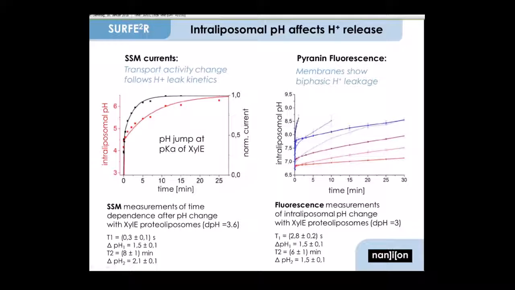Interestingly, the time dependence of the change in transport activity after pH titration fits with the kinetics of proton leakage through the membrane, so transport activity perfectly follows the intraliposomal pH change. This proves very well that the change in transport activity is due to the intraliposomal pH change, and the proton release reaction becomes rate limiting below the pKa.